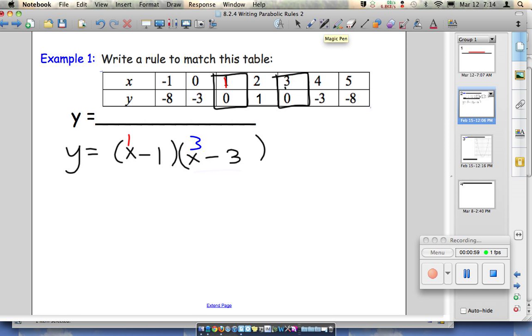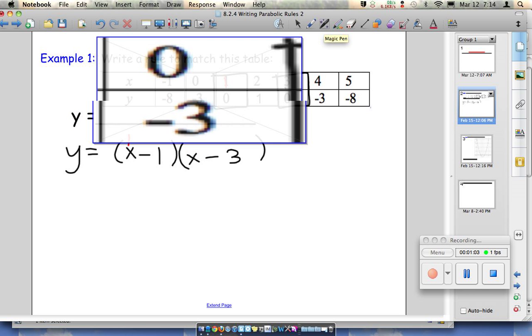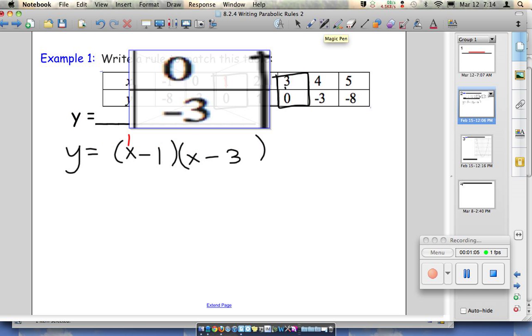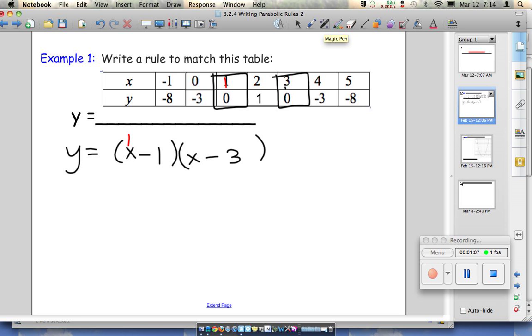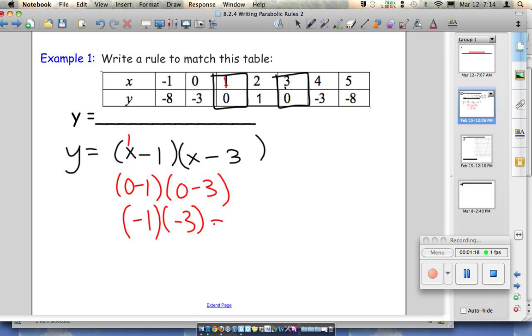Now I want to check it with a point, and I usually like to check it with a point like the other intercept, the y-intercept. So now I'm going to plug in 0 and see if I get negative 3. So 0 minus 1, 0 minus 3. I get negative 1 times negative 3, which is actually 3. So I don't get negative 3. So there's one thing that we're missing, and what we're missing is the a value.